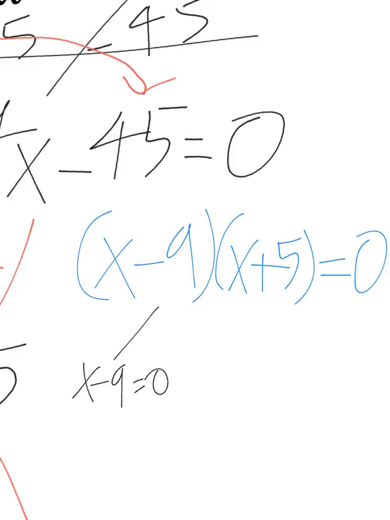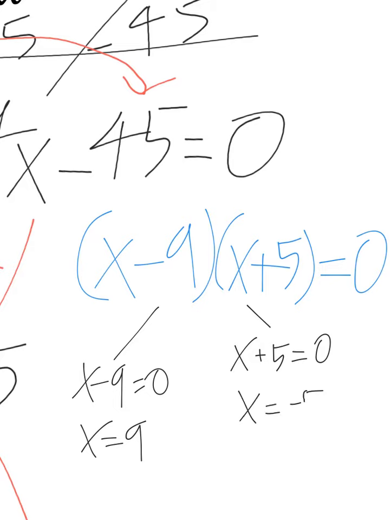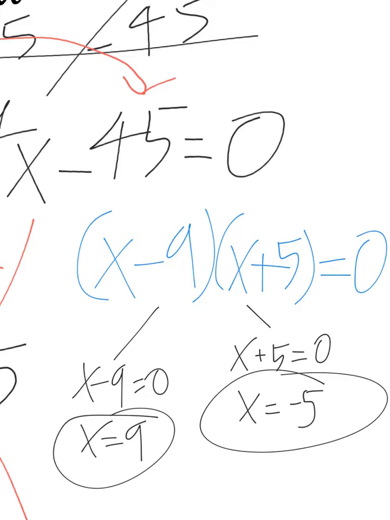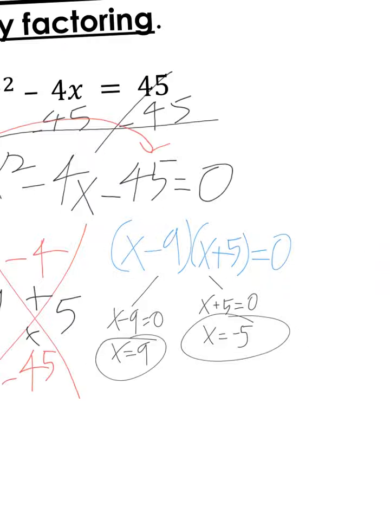X minus 9 equals 0. What number minus 9 is 0? 9. Just flip the sign if it's just an x. What about x plus 5 equals 0? Just flip the sign. That's going to be negative 5. So if I plug in a 9 here, and I plug it in there, it'll make this equal 0. That'll be 14, but 0 times 14 is 0. If I plug in a negative 5, that'll make this negative 14, and that'll make this 0. So negative 14 times 0 is 0. So that's what I mean by finding the two answers.